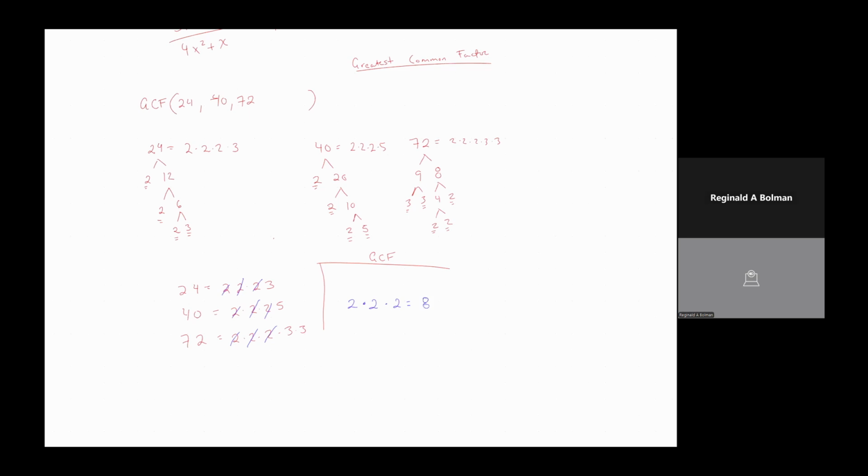And indeed, 8 will divide 42. I'm sorry, 8 will divide 40. 8 will divide 24. And 8 will divide the number 72.